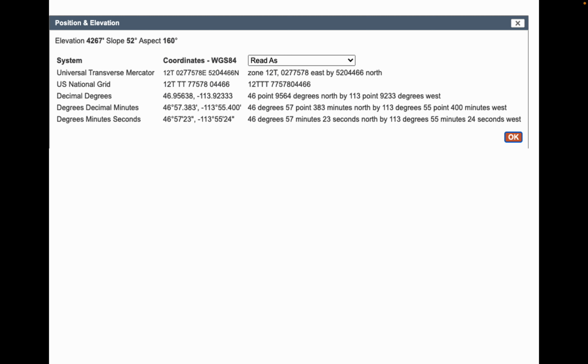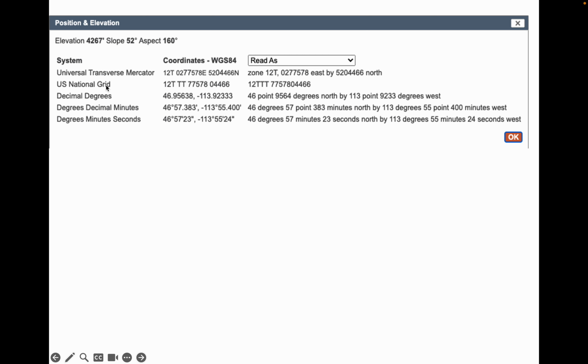The lovely thing about what CalTopo does is they give you this option of how to read it. So in other words, if you have to read this over a radio or describe it to somebody over the phone, this is how you would say all that gobbledygook. So you would say, I'm at zone 12T 0277578 east by 5204466 north. That's how you would read it or verbalize it.